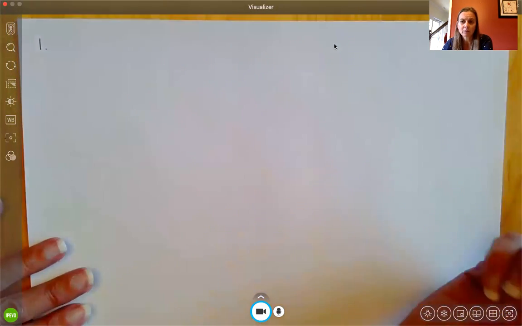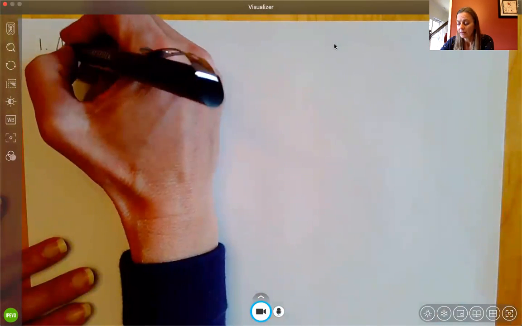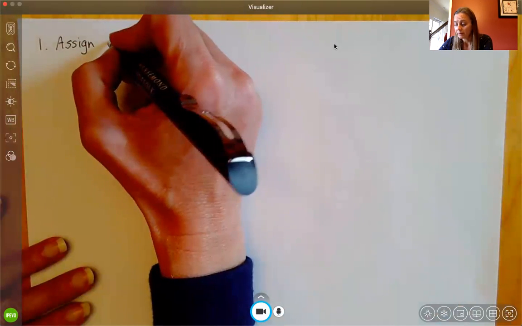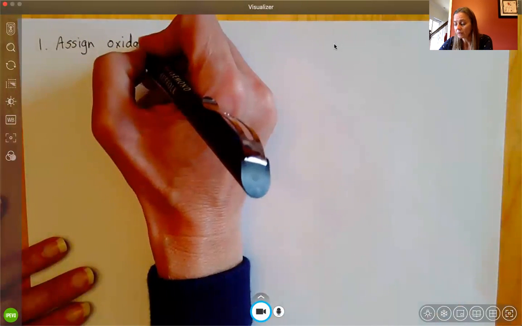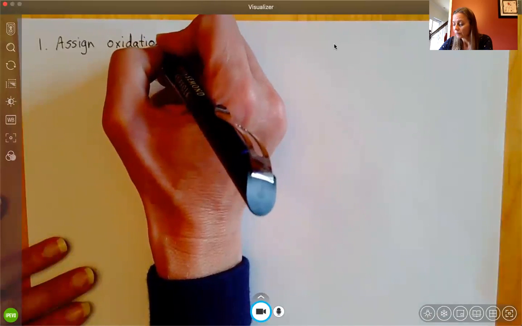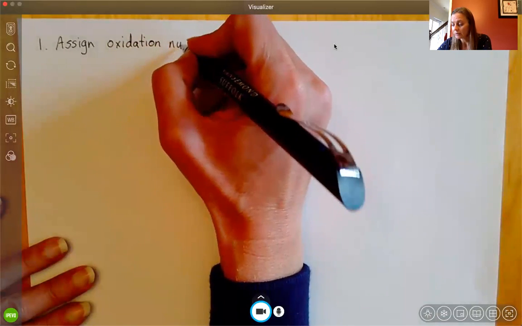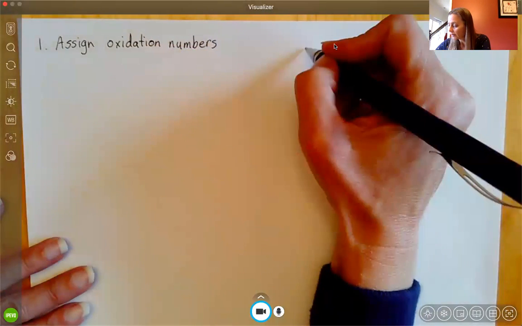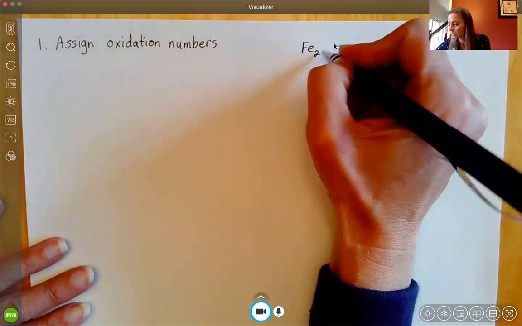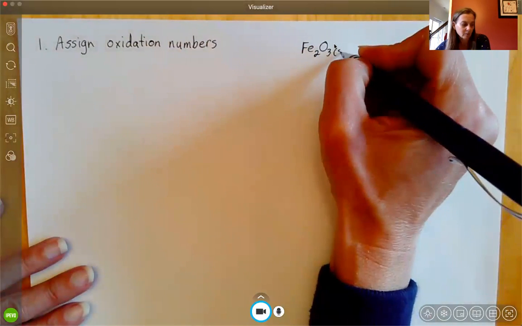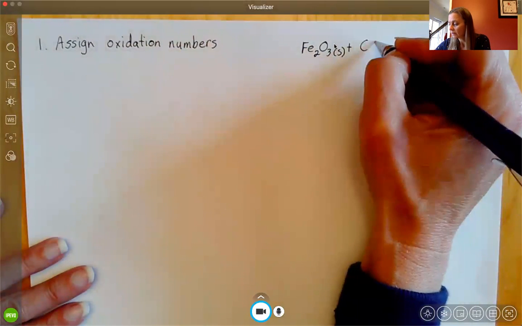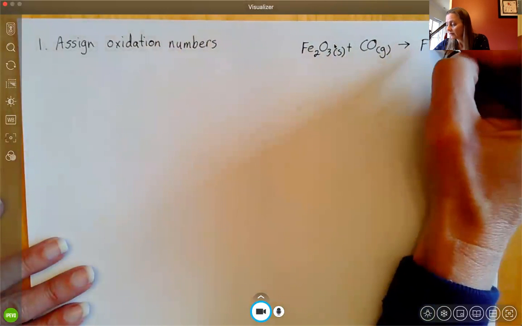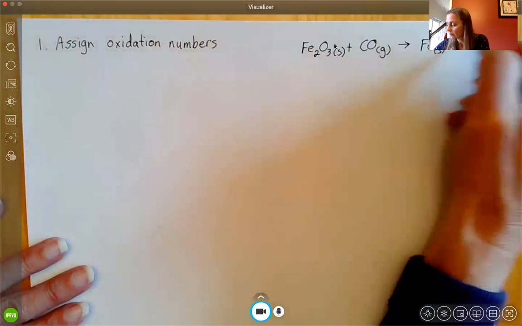Anytime we're balancing a redox reaction, the very first thing we want to do is assign oxidation numbers. So step one, assign oxidation numbers, and we're going to use an example equation as we go through this process today. Our example equation is iron(III) oxide, which is a solid, reacting with carbon monoxide, which is a gas, to form solid iron and carbon dioxide.